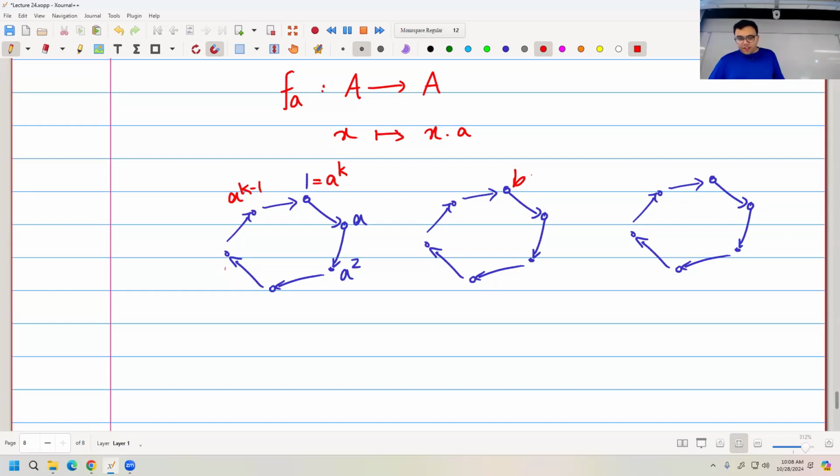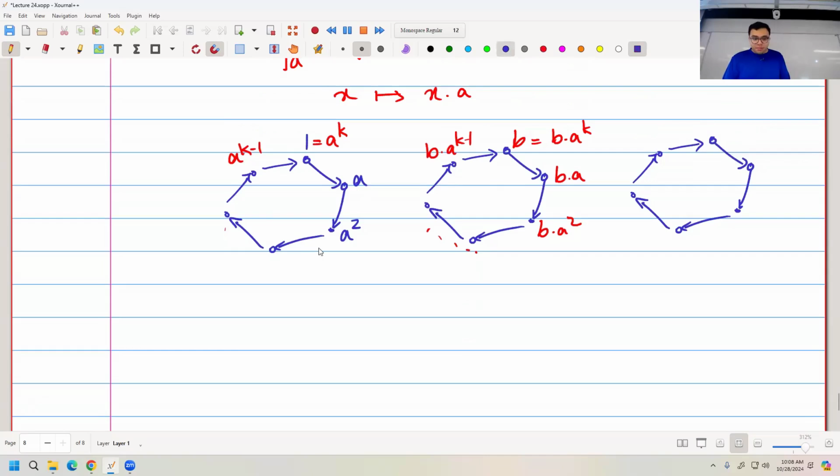Now, what will I have here? I will have B, B times a, B times a squared, and so on, to B times a to the power of k minus 1, to again B, which is B times a to the power of k. Okay, so I claim that any number that I have in the first cycle, I have that number times B in the second cycle. And I claim that if I take two different numbers in the first cycle and then multiply them by B, I'm going to get two different numbers in the second cycle. That's actually the important part, right?